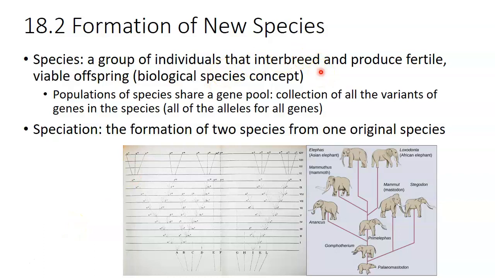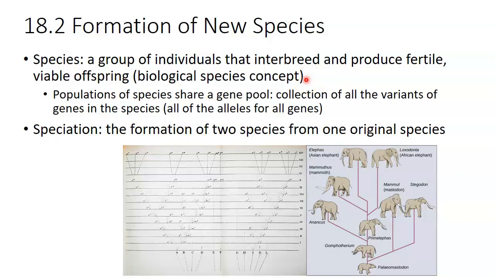A species is a group of individuals living in a particular environment at the same time, and very importantly, that are capable of interbreeding. And when they interbreed, they are capable of producing viable, which means living, and fertile, which means offspring that can then go on and reproduce themselves. Okay? This is known as the biological species concept, which doesn't work for every organism on the planet, right?